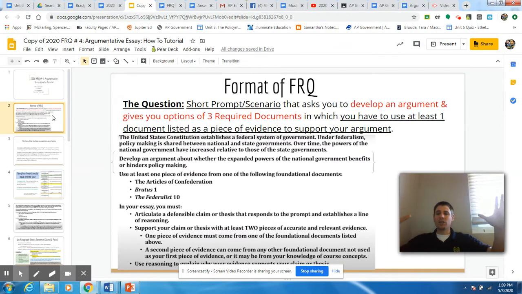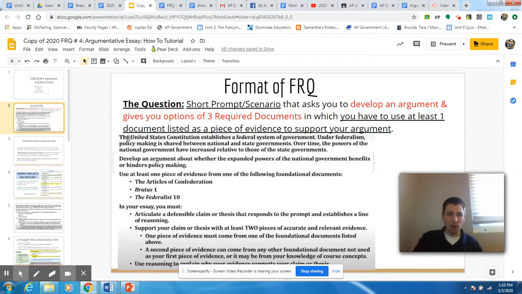The FRQ AP is going to give you a prompt, okay? The good thing is we know the prompt is going to relate to some concept within Unit 1, Unit 2, or Unit 3. From there, we're going to have to develop an argument. We have to take a stand, yes or no. You got to make a claim. So here is an example of a FRQ that AP gave.